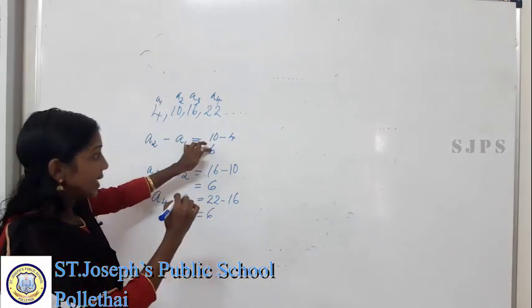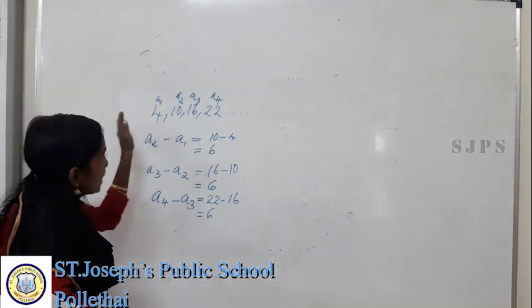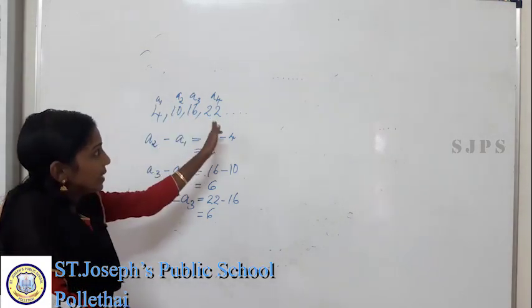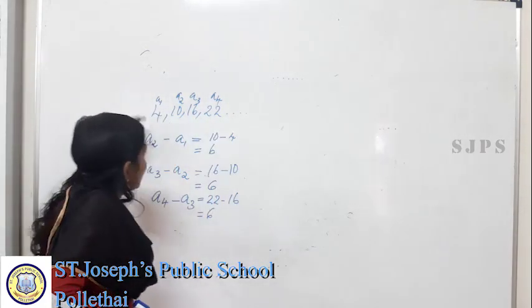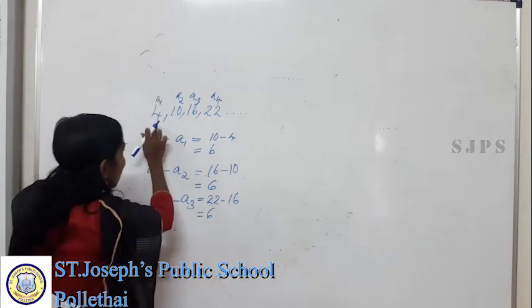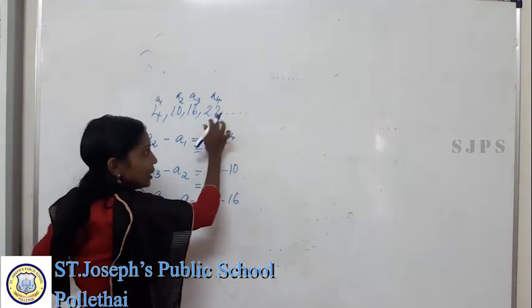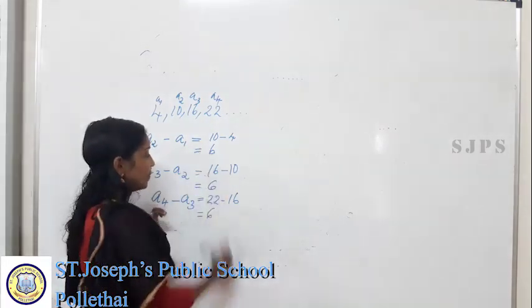So we get a fixed number there. That is a fixed number added. We get the arithmetic number pattern. So we can say that it's an AP. So 4, 10, 16, 22 is an AP and its common difference is 6.